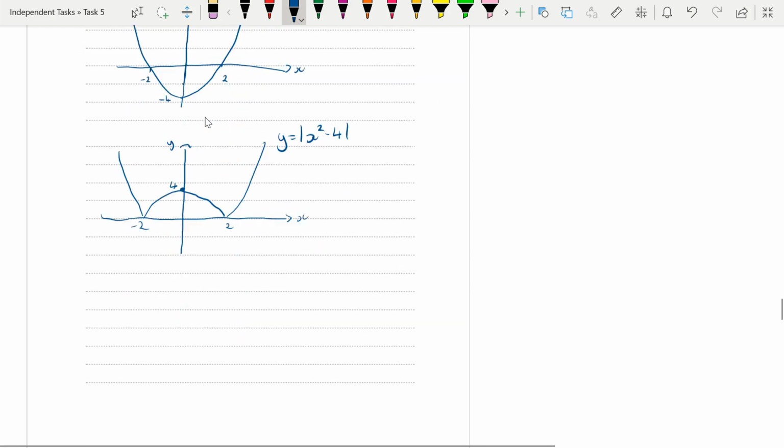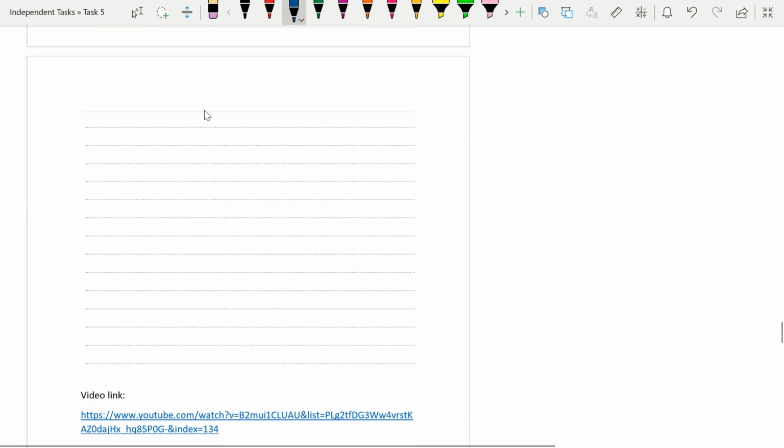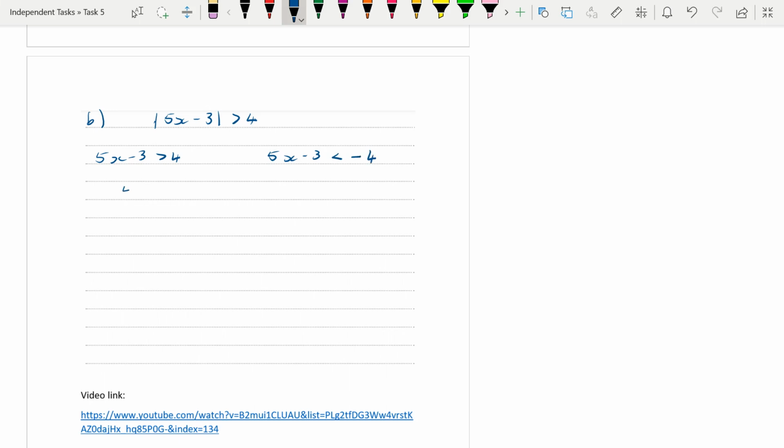Part B, a nice solving question. I'm going to go down to the next page so I have enough space. So I've got the modulus of 5x minus 3 is greater than 4. The first one I'm going to leave alone. The second one, I'm going to flip the inequality and flip the sign. I'm going to solve them both separately. So we've got 5x is greater than 7, so x must be greater than 7 over 5. And here I get 5x is less than -1, so x must be less than -1/5.